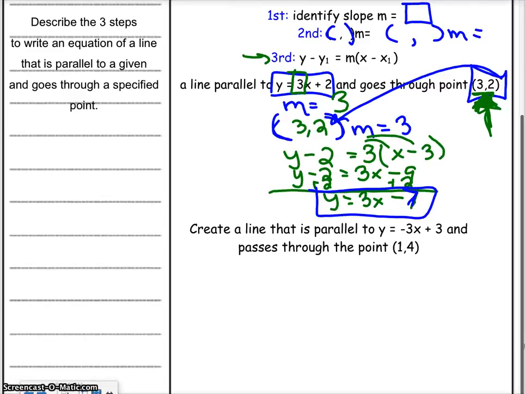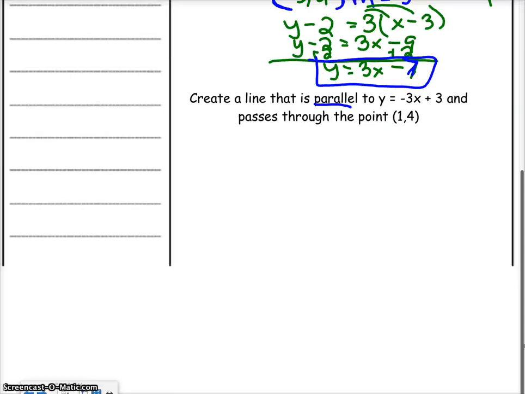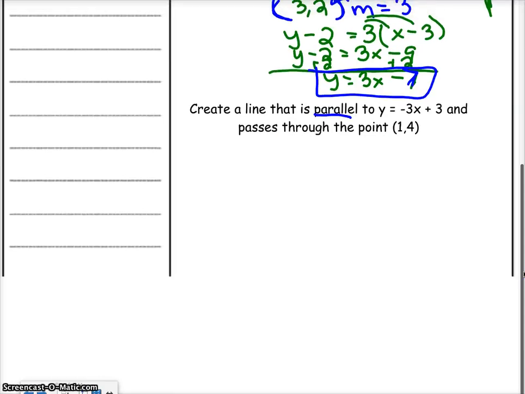All right, let's create an equation of a line that's parallel to this line. So it's not this line, it's parallel to it, and passes through the point (1, 4). Parallel means same slope. So according to step 1, I need to identify the slope. So what's the slope of my line? Negative 3. Because that's the slope of the line I'm parallel to, and parallel lines have the same slope. So my slope is negative 3.